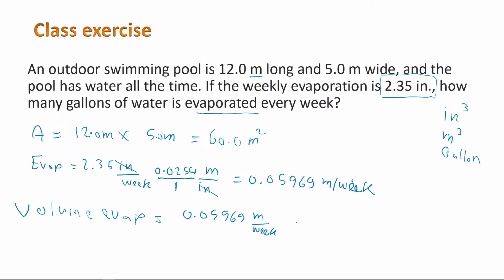How many square meters do I have? I have 60 square meters. If I multiply this together, meter times meter squared is meter cube per week. So I get 3.581 meter cube per week, more precisely 3.5814. You can put as many figures as you want. So this is how much evaporation I have. Each week from a 60 square meter pool, you lose about 3 cubic meters of water, given this evaporation rate.